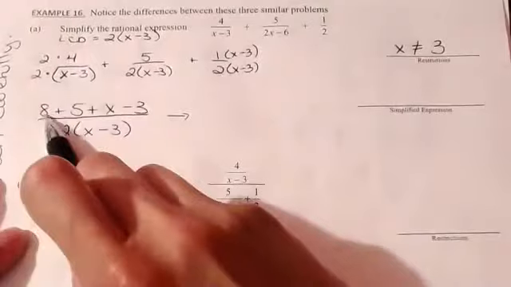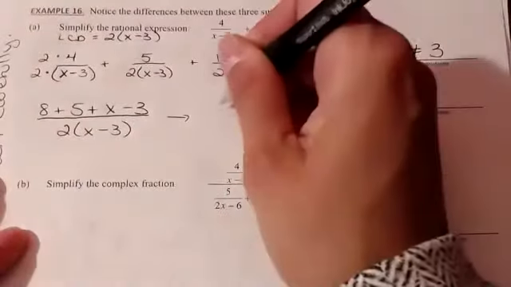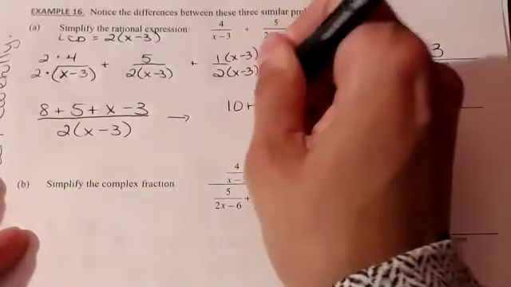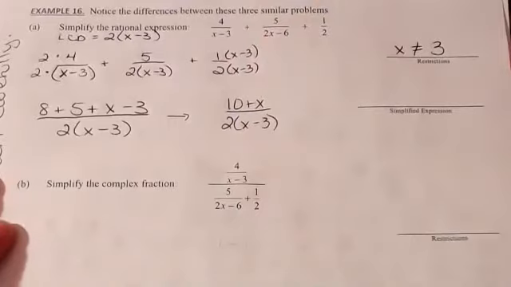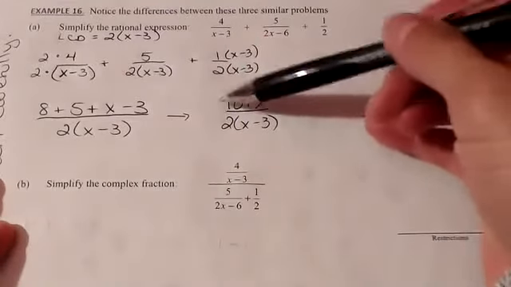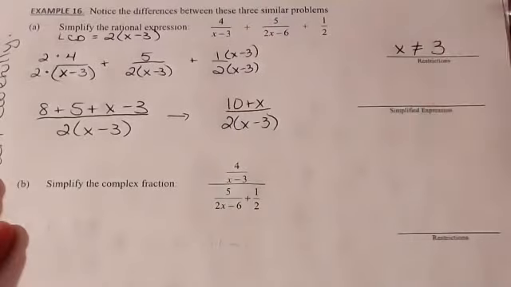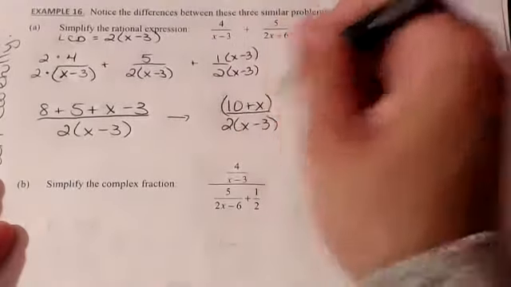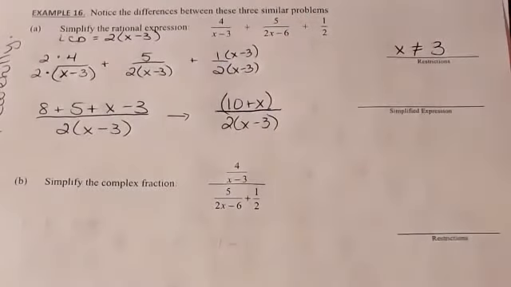So then we have 8 plus 5, which is 13. 13 minus 3, which is 10. So we have 10 plus x over 2 times x minus 3. If we could factor, we would. But this 10 plus x, or x plus 10, they belong together, and you can't factor any quantity out. So we're actually done with this particular expression.